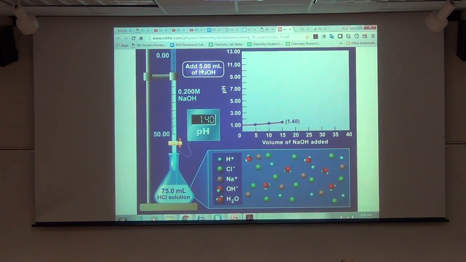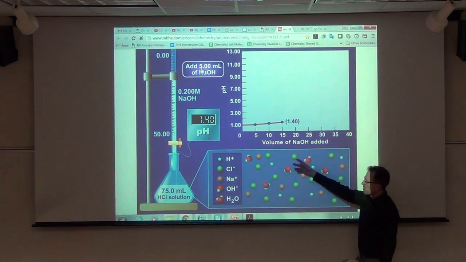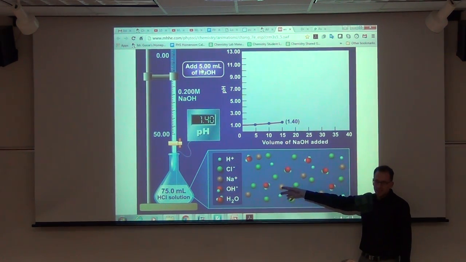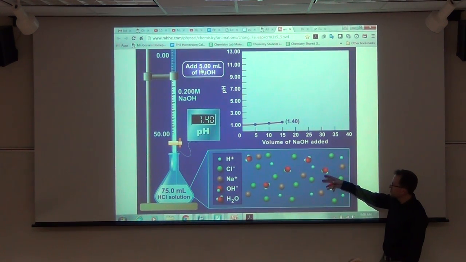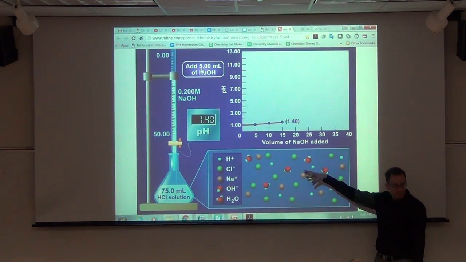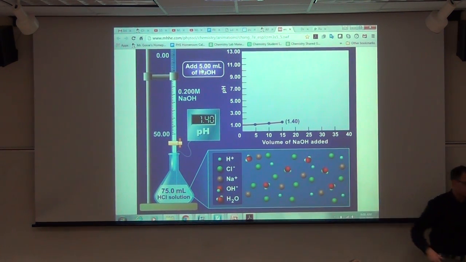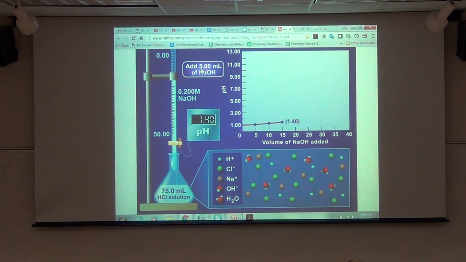Notice what's starting to happen is that I'm gaining more and more water, right? What else is in here? Na+. But that's just going to stay as ions, so those are spectator ions. So what's being consumed in this? The H pluses, not the Cl-. The OH- is consuming the H+ and making H2O. We continue.